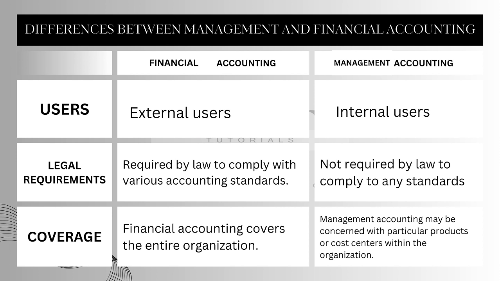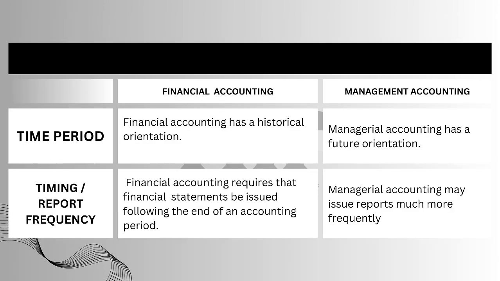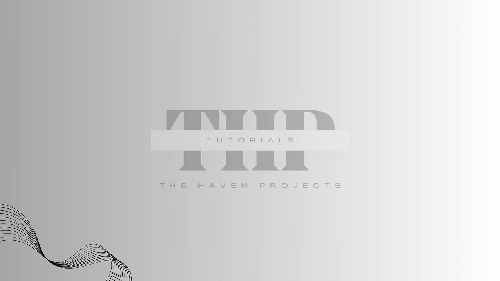Time period. Financial accounting is concerned with the financial results that a business has already achieved, so it has a historical orientation. Management accounting may address budgets and forecasts, and so can have a future orientation. Timing or report frequency. Financial accounting requires that financial statements be issued following the end of an accounting period. Managerial accounting may issue reports much more frequently, since the information it provides is of most relevance if managers can see it right away. Up next, the functions of a management accountant.